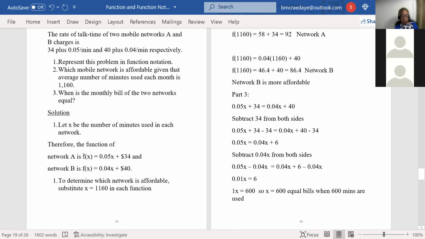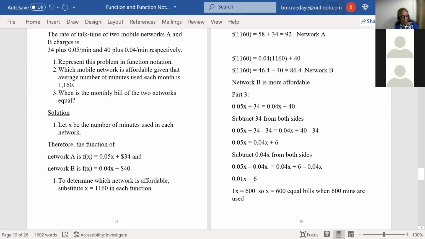But remember, everything is going back to these original functions. That's why they ask you to put the function first, because the questions they ask you afterwards use these same functions, where we put X for the minutes, right? And they gave you an X value, substitute in for the variable, 1160 for the minutes, and solve for the function, the cost.